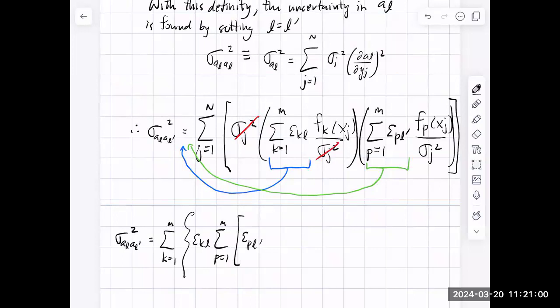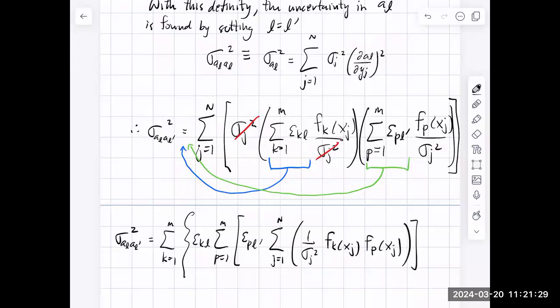What's left is a sum over j. And we have 1 over sigma squared, this thing. And then we have the products of our two f functions. So we have fk of xj and fp of xj. And then we just have to close all of our brackets. Okay, good.